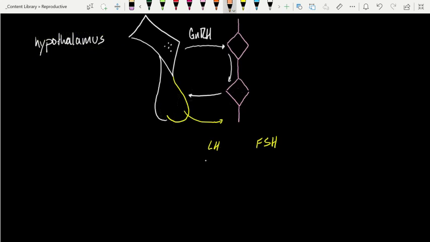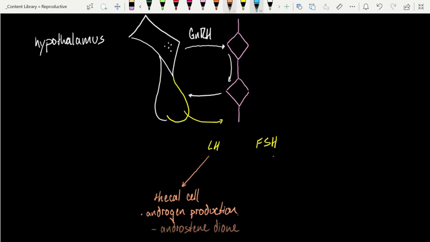The target for LH in the female is a cell called the thecal cell. And analogous to the Leydig cell that we saw in male reproduction, the thecal cell has the responsibility of producing androgen. This androgen primarily comes as a form of testosterone called androstenedione. FSH targets a different cell type. The cell is called the granulosa cell, and this would be analogous to the Sertoli cell that we saw in the male counterpart, and in many ways serves the same purpose. The granulosa cell is there to help facilitate the maturation and protect the oocyte during its maturation until the oocyte is ready for ovulation.